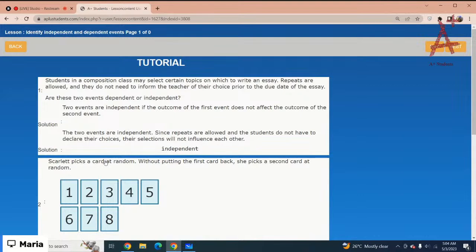Both the events are independent, because you can select any topic and write the essay. The outcome of the first event does not affect the second one. Two events are independent if the outcome of the first event does not affect the outcome of the second event. Since repeats are allowed and the students do not have to declare their choices, their selections will not influence each other. If repetitions were not allowed, then they would be dependent events. In this case, repetitions are allowed, so they are independent events.